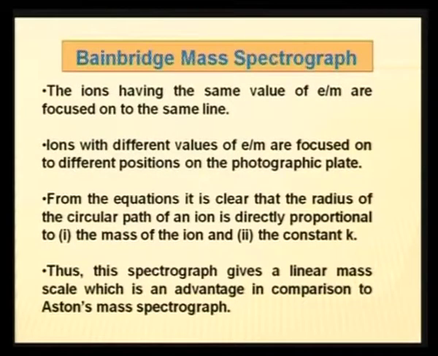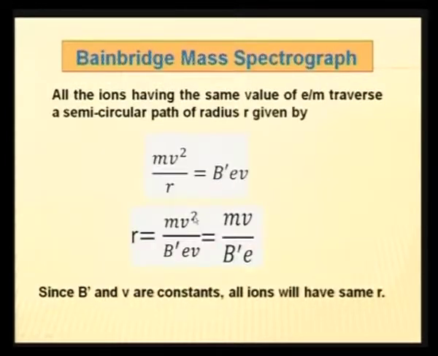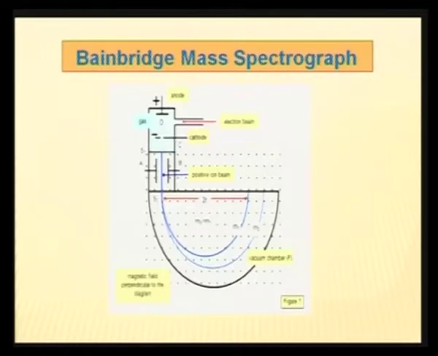From the equations, it is clear that the radius of the circular path of an ion is directly proportional to what? The mass of the ion and the constant k. Thus, the spectrograph gives a linear mass scale, directly proportional to the mass of the ion. Okay, the semicircular path. Let us look at the expression again. You got R is directly proportional to M. So the radius of the semicircle depends upon M.